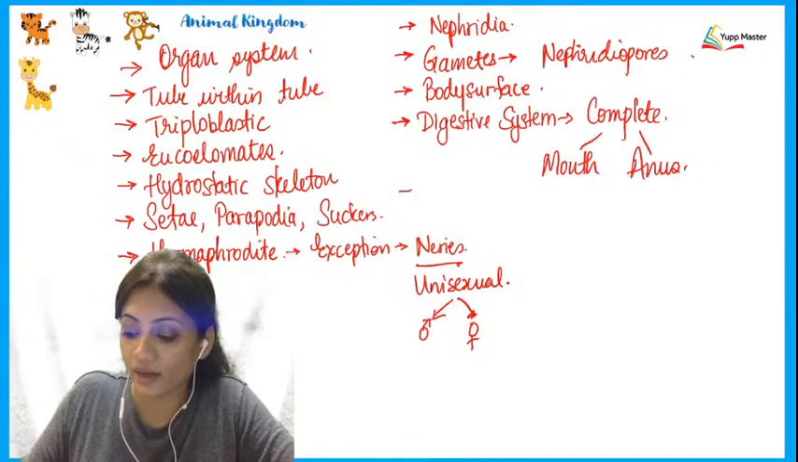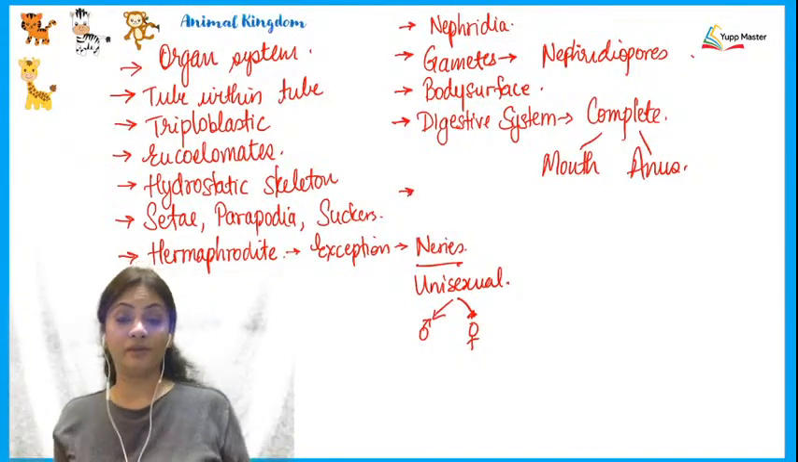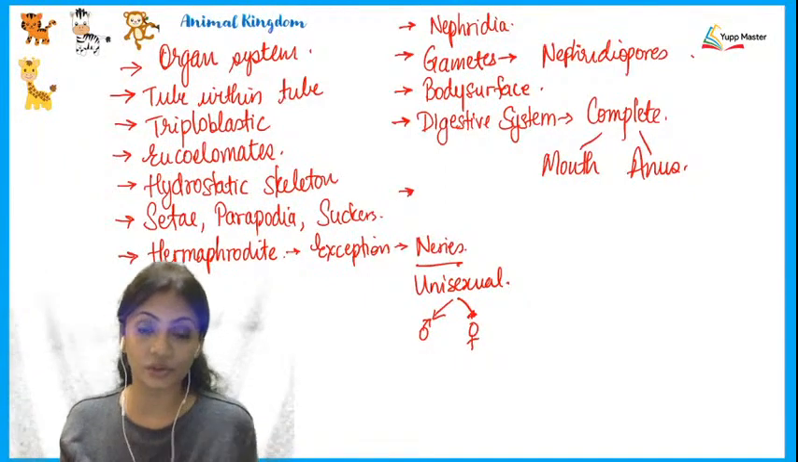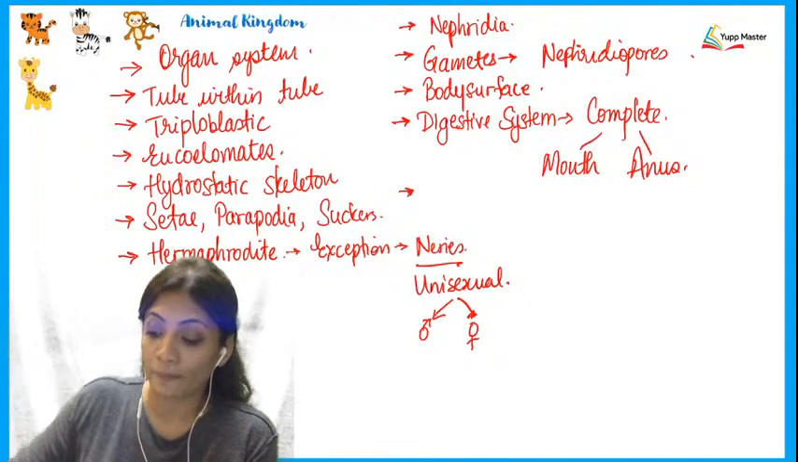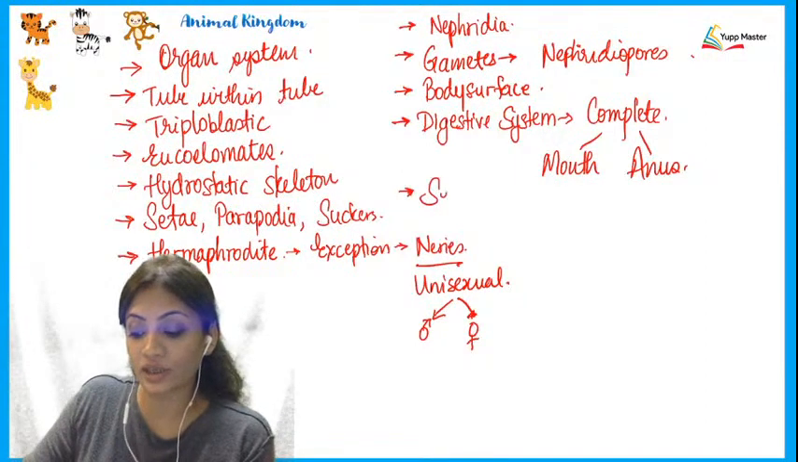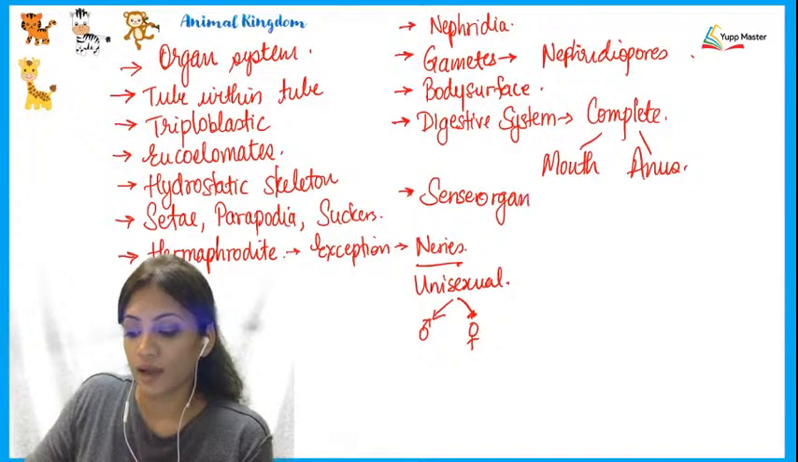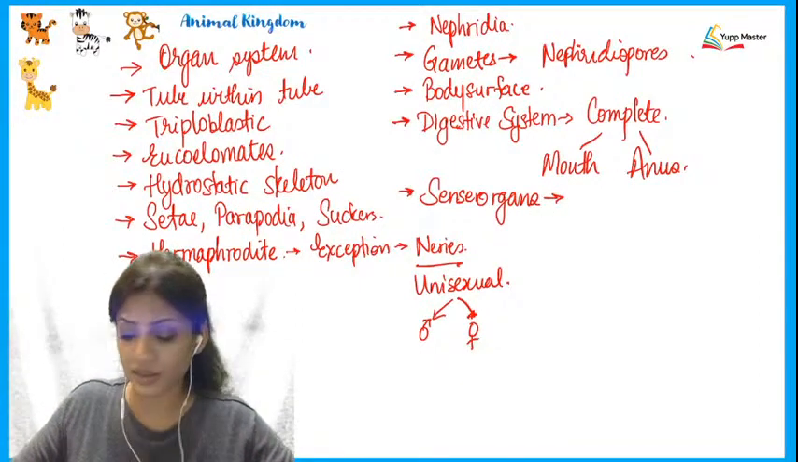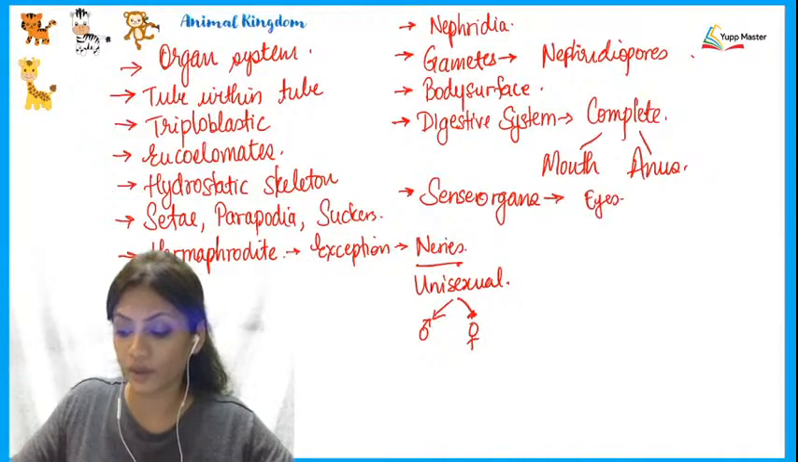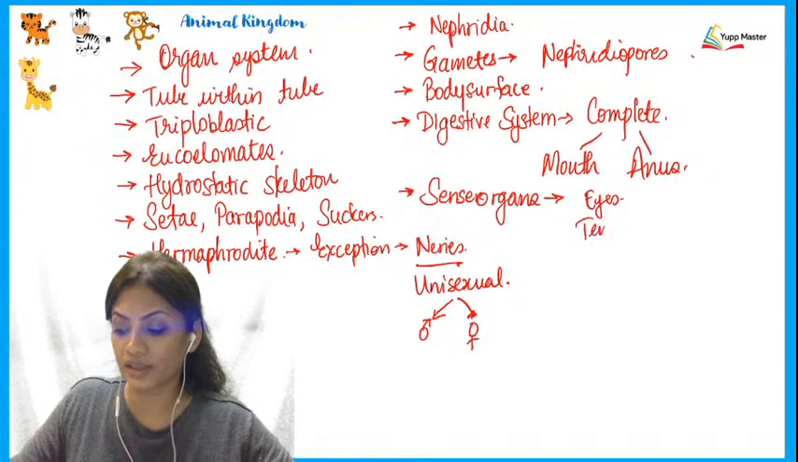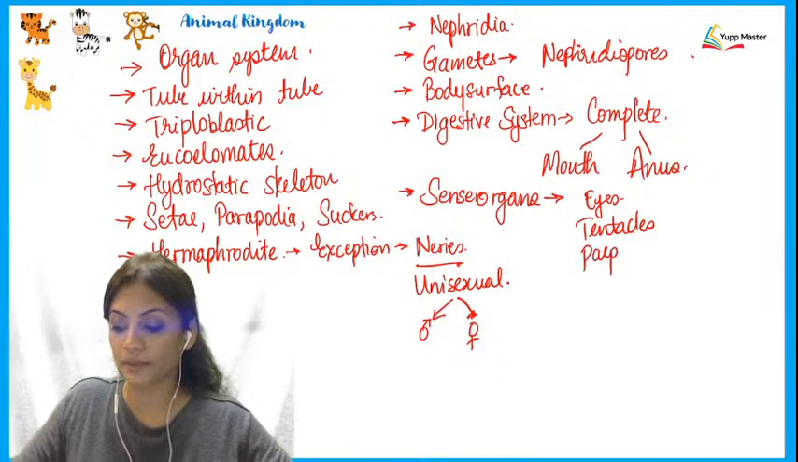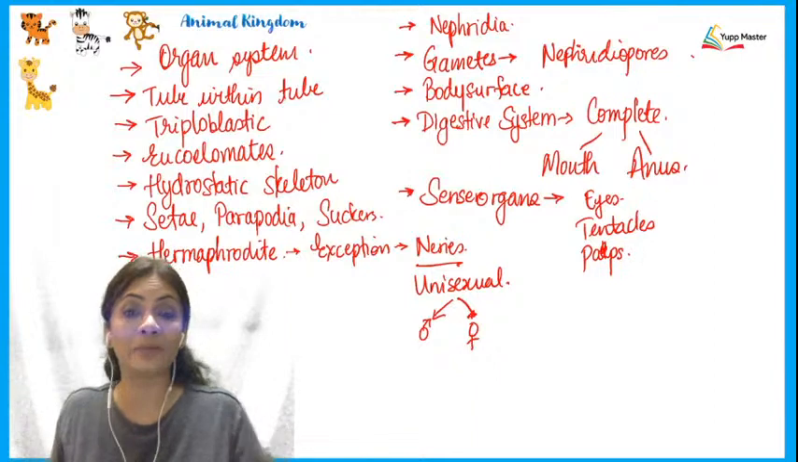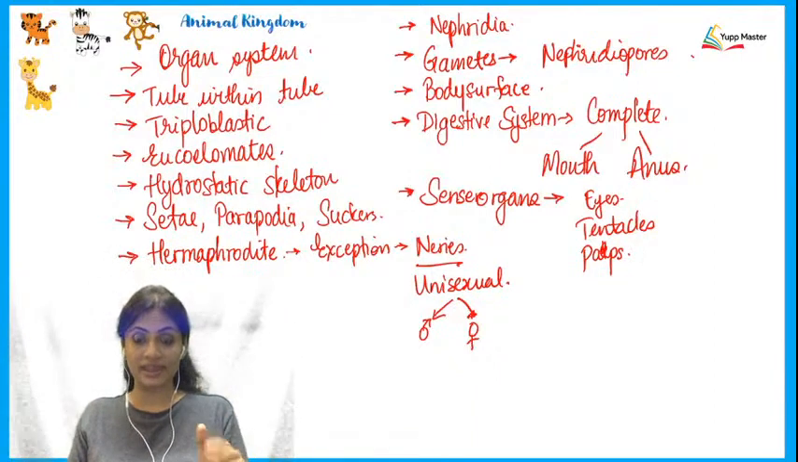Then what other points do you remember? Remember that there were 3 classes involved. Before the classes, remember the different sense organs? There were 3 different types of sense organs. We saw the presence of eyes, tentacles, and palps. Eyes, tentacles and palps were the 3 types of sense organs that we had seen.